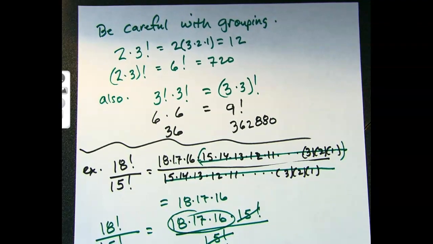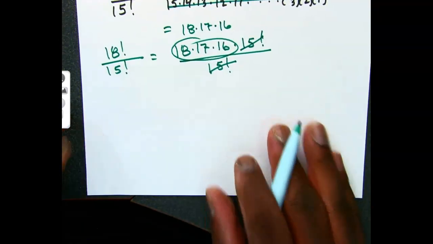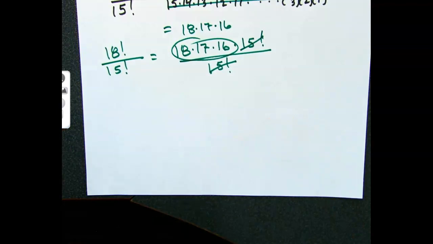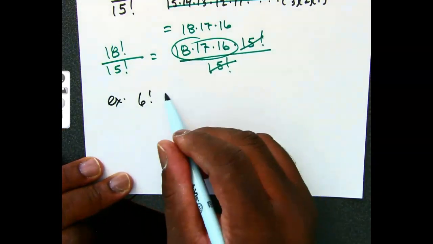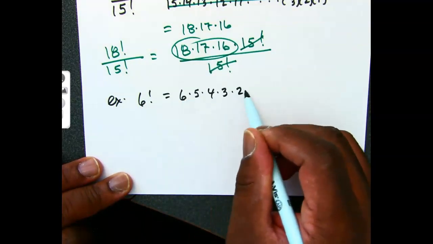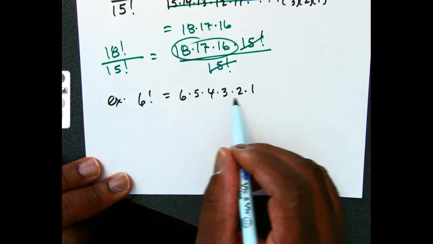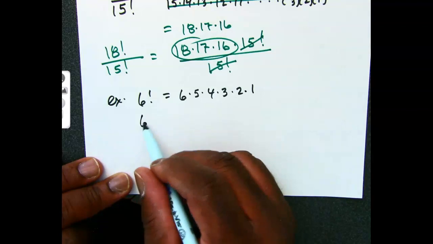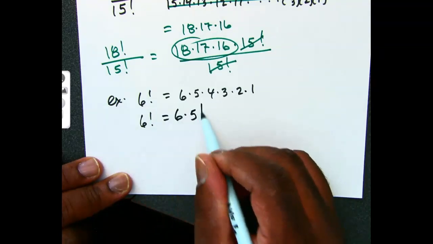Okay. So with our factorials, they can be represented multiple ways. Example, 6 factorial: 6 times 5 times 4 times 3 times 2 times 1. But 5 times 4 times 3 times 2 times 1 is 5 factorial. So we could write 6 factorial as 6 times 5 factorial.